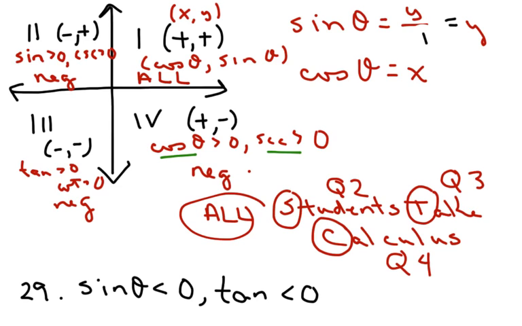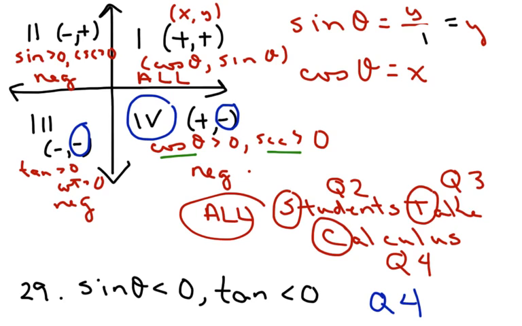So if I'm asking you if sine of theta is negative and tan of theta is negative, what quadrant are we in? Well, we know sine is our y portion, and our y portion is negative in quadrants 3 and 4. Tan is negative too, so that would be in quadrant 4.